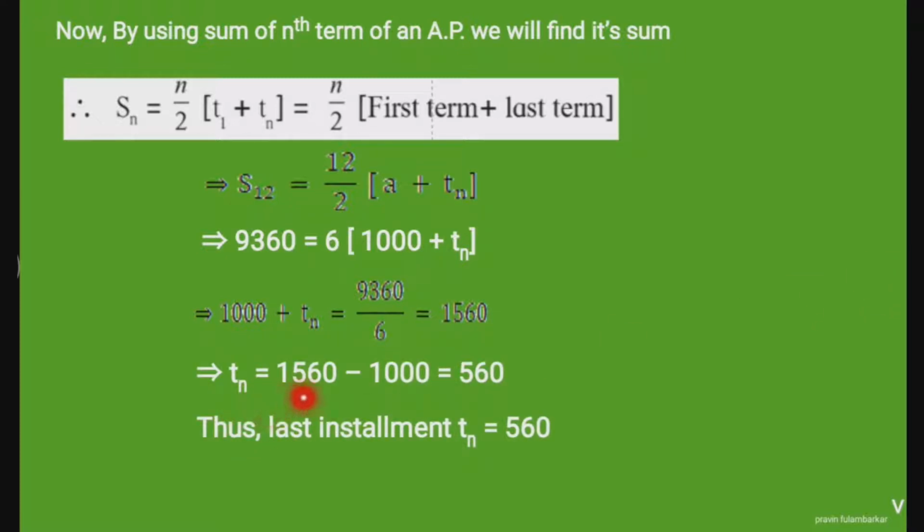So Tn is equals to, when we transfer this 1000 to right hand side, we get 1560 minus 1000, that is 560. Thus last installment, that is Tn equals to 560. So in this way we can find the first installment and last installment.